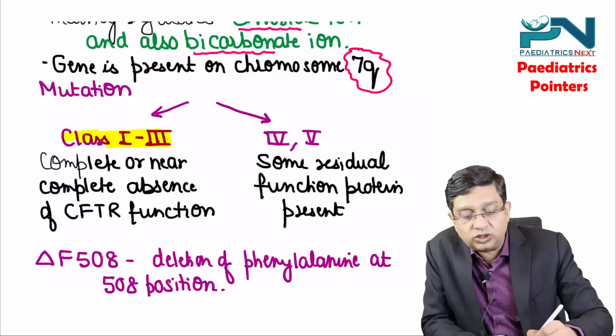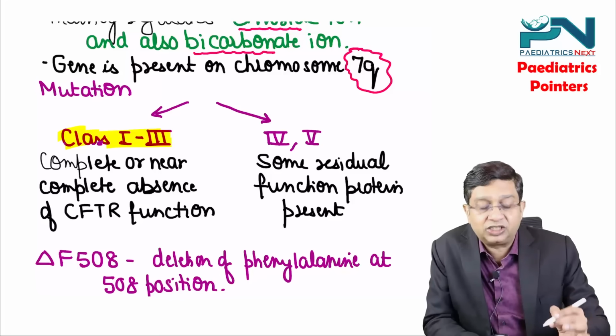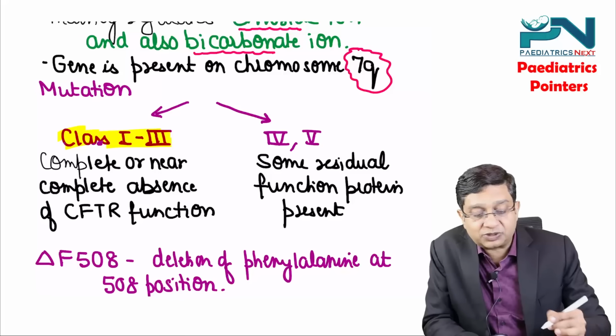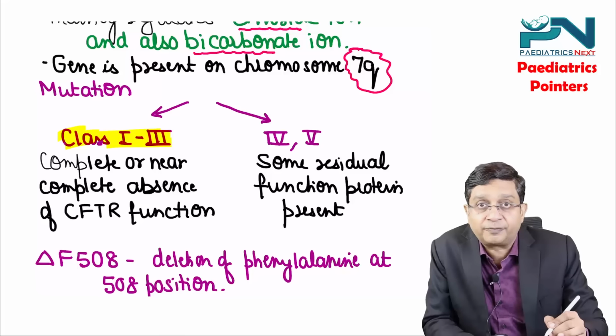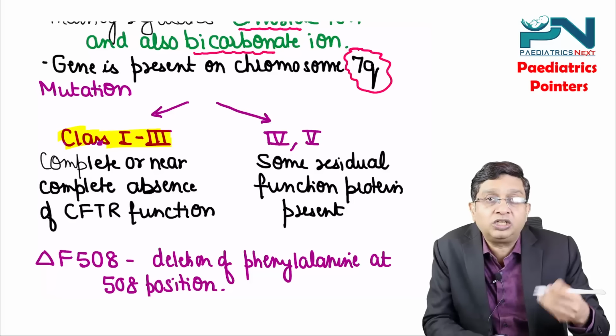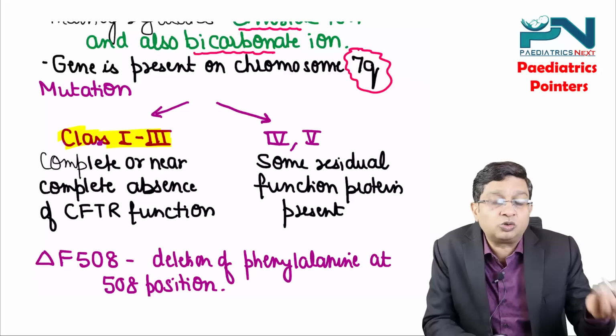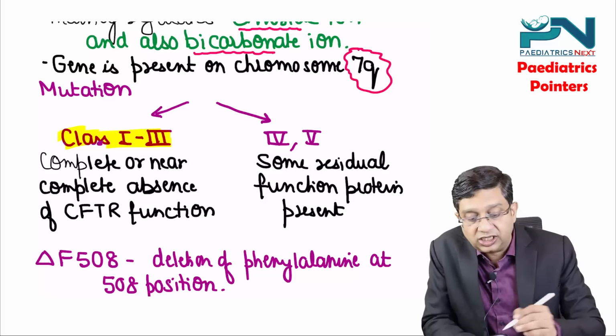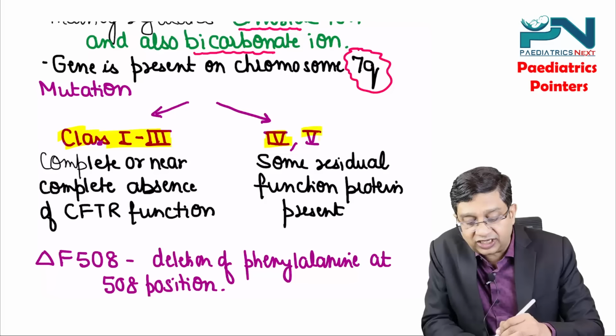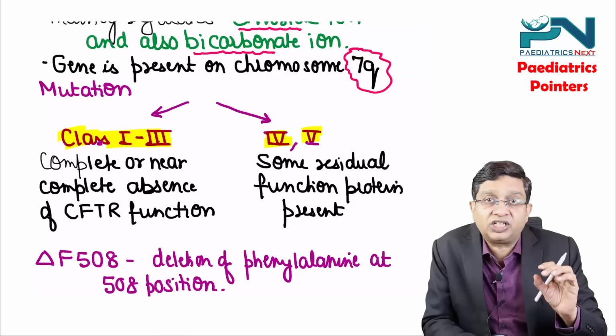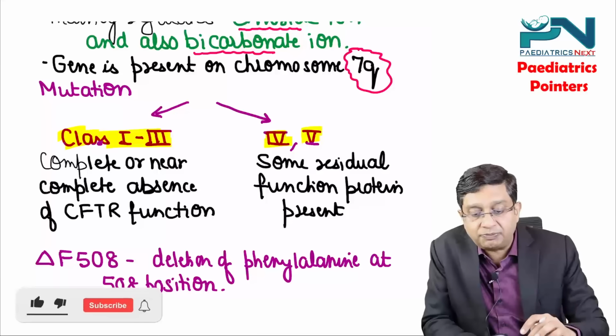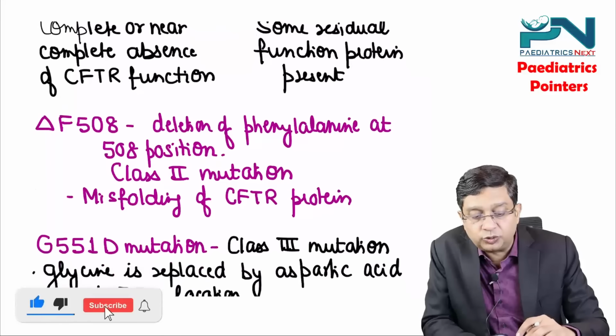In class 1 to 3, there is complete or near complete absence of CFTR function. There is no CFTR protein, or indirectly you can say there is no CFTR function. In class 4 and class 5, some amount of CFTR function is present. And mainly you should remember two mutations.